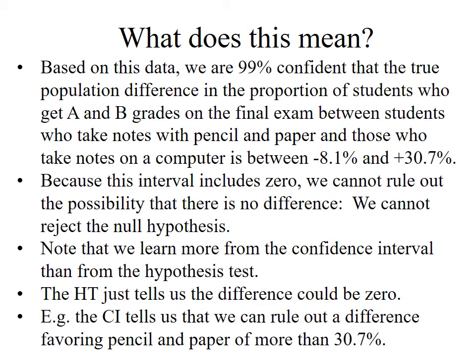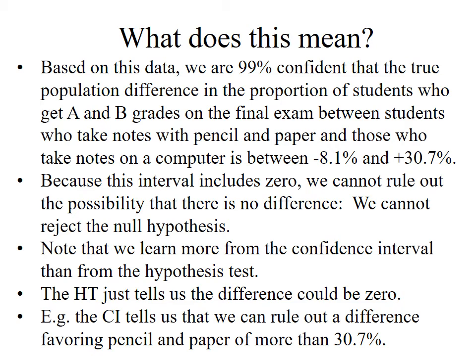Now notice that this interval includes 0. We have both negative and positive numbers, so as a result, we cannot rule out the possibility of 0 difference, no difference at all. We cannot reject the null hypothesis. Hey, that's what we found in our hypothesis test, so it's not a coincidence. We have to get the same result both ways.